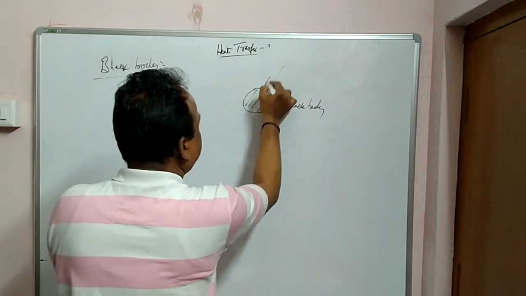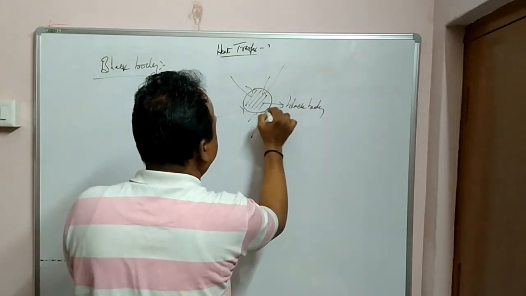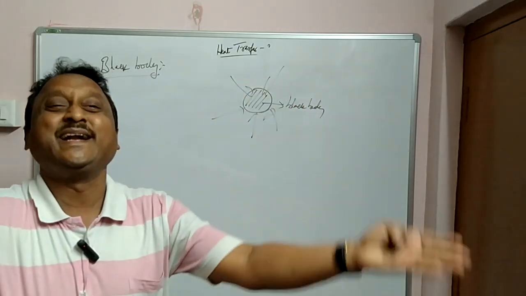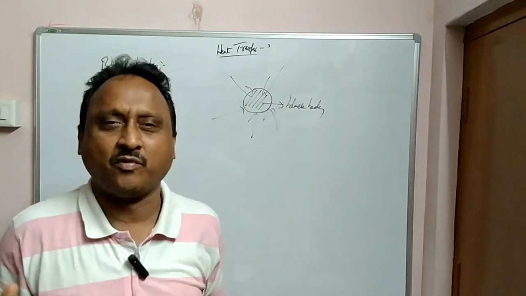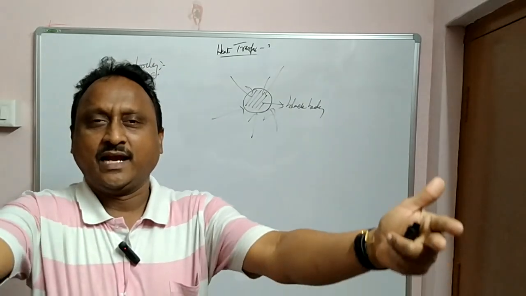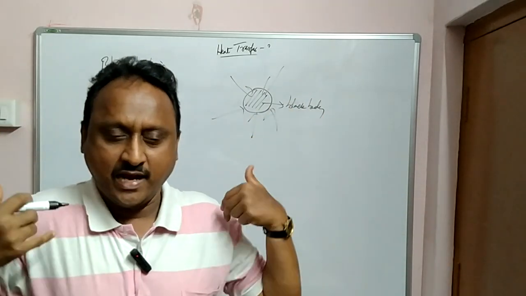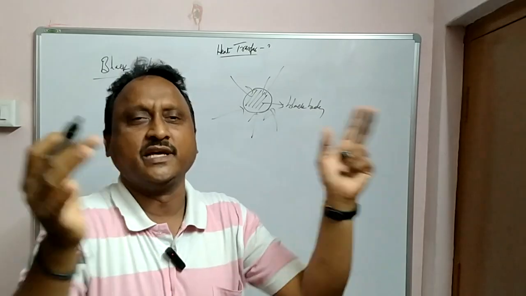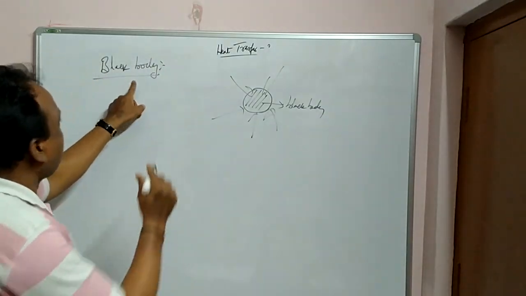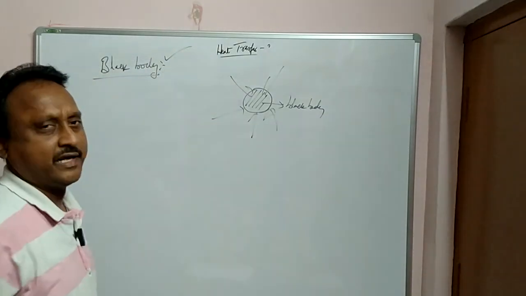So whatever light energy, heat energy is falling on it, it will absorb entirely. That is a perfectly black body. It absorbs the entire heat energy and again emits out all the heat energy. That type of body is called a perfectly black body.